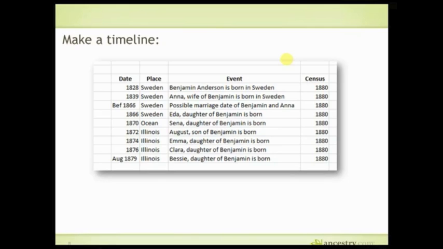So your tip for this 5-Minute Friday: take a census, make a timeline with birthplaces and birth dates, and use that to track your family over time to understand where you should look for records.